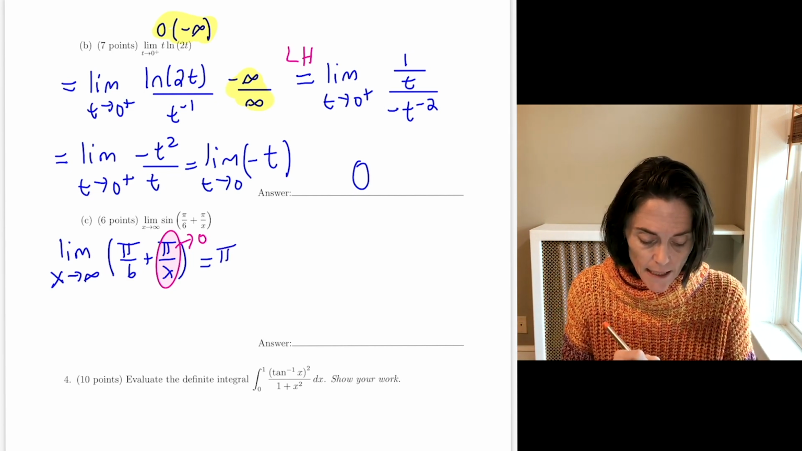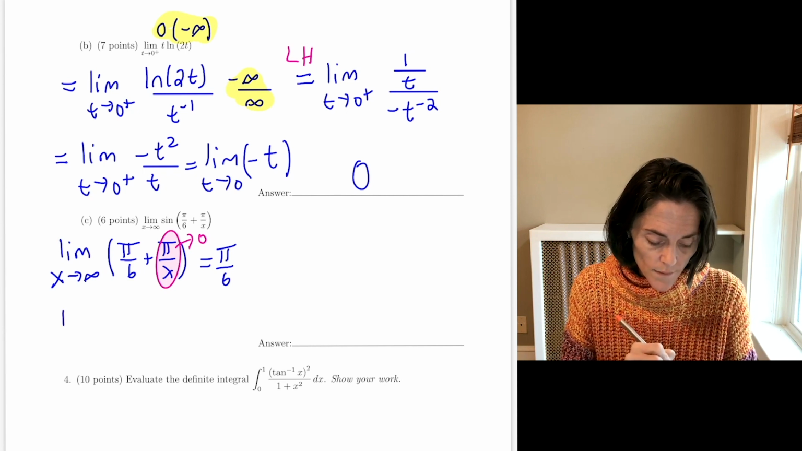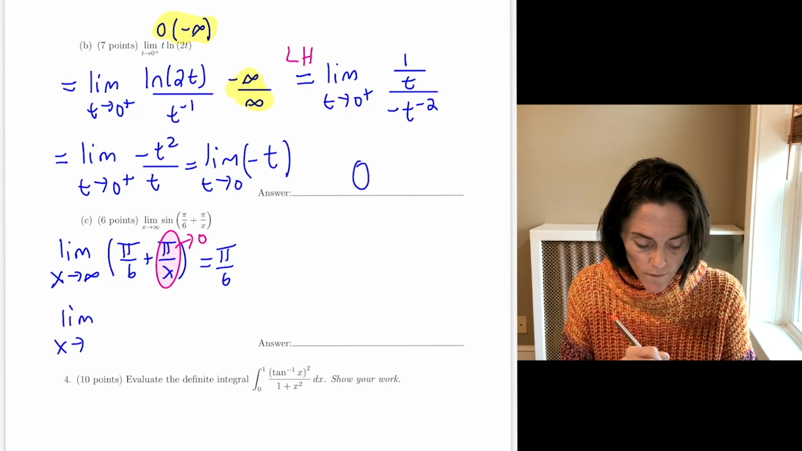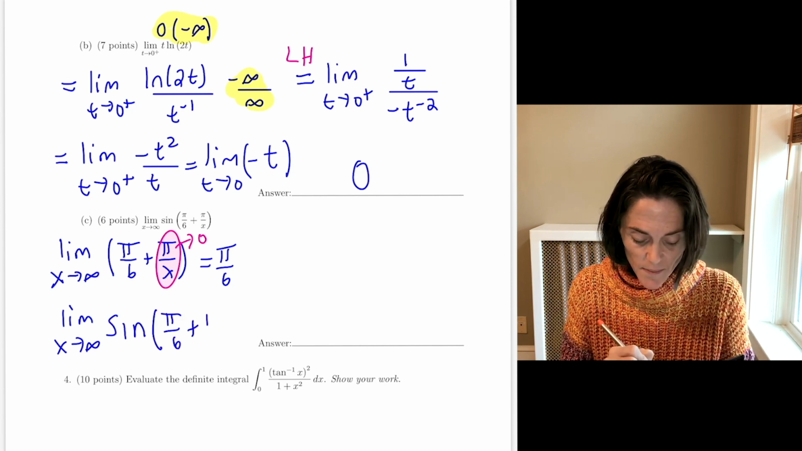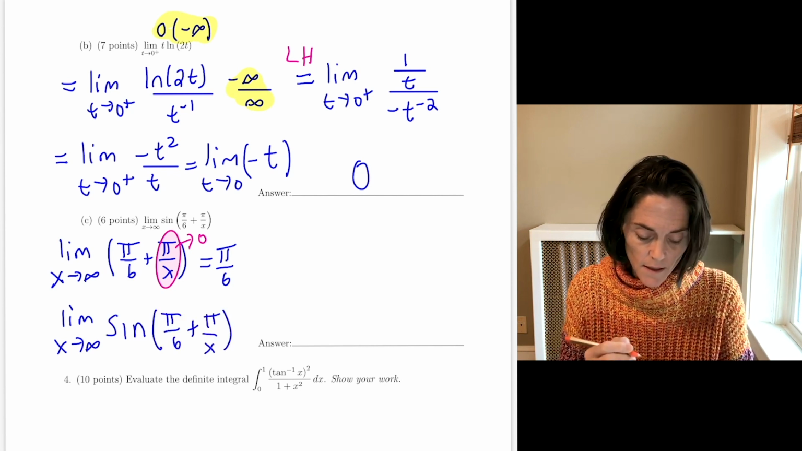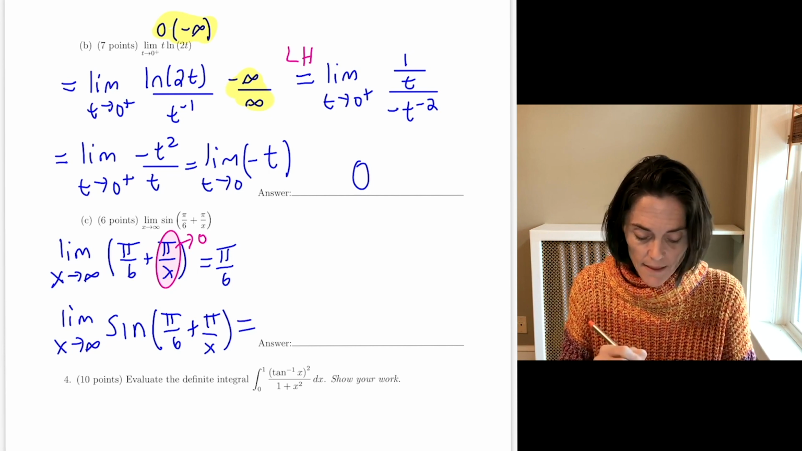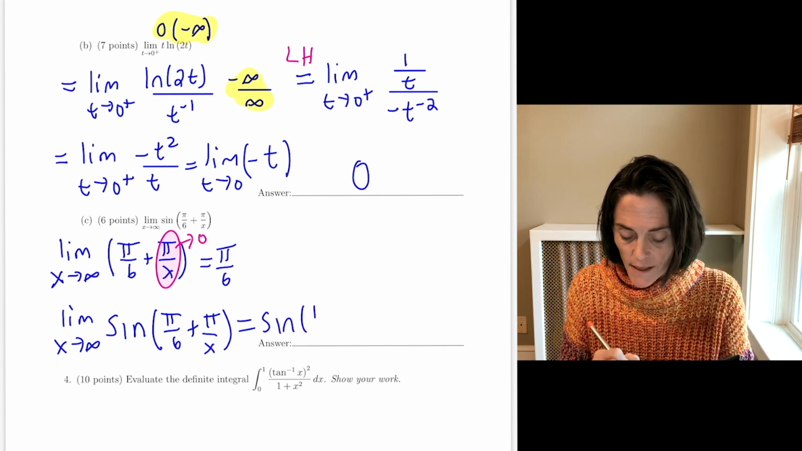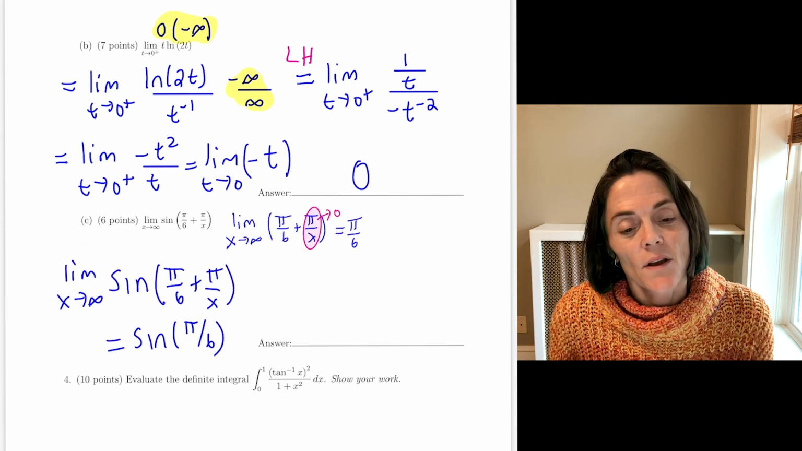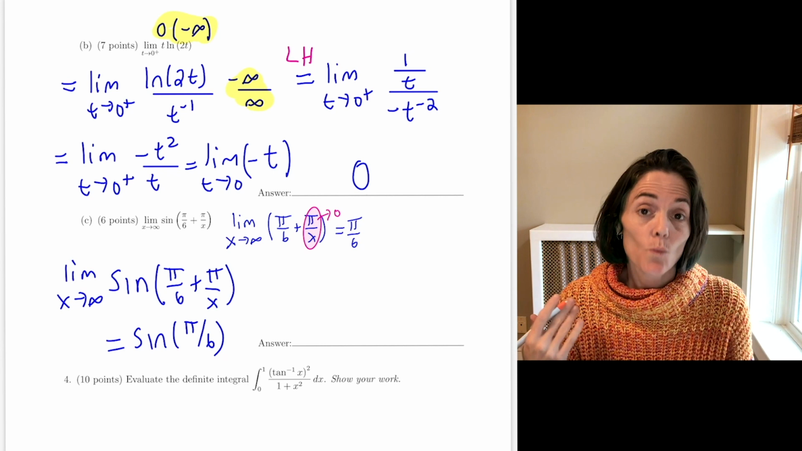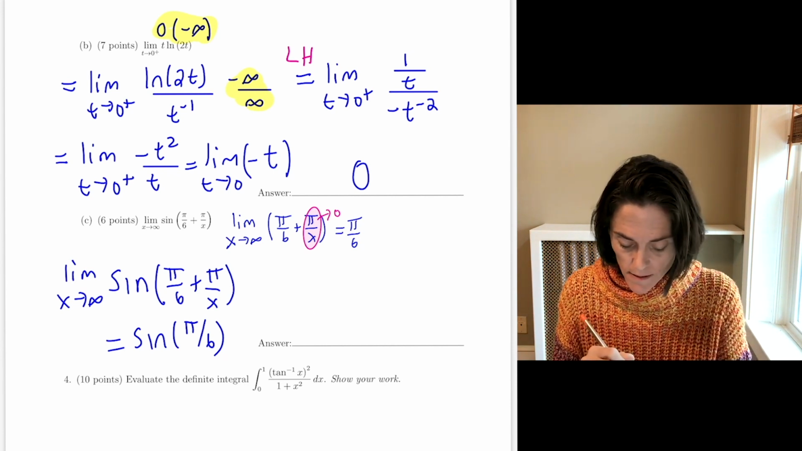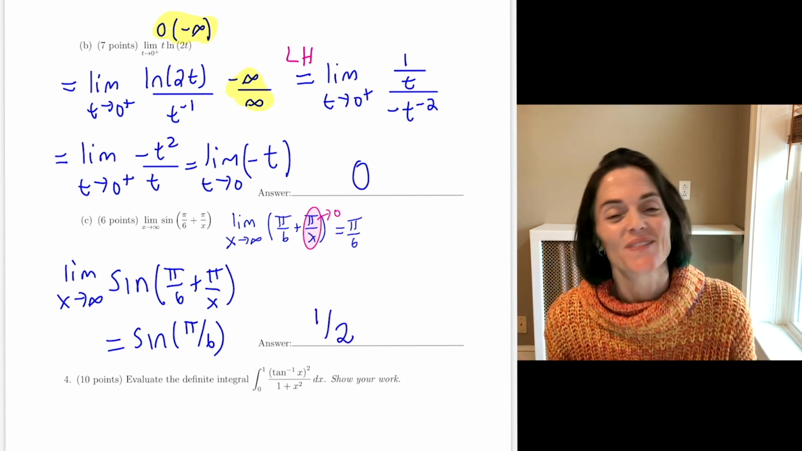The sine is continuous. And so the limit as x goes to infinity of sine of pi over 6 plus pi over x will be the sine of pi over 6. Now, we can evaluate the sine of pi over 6. Sine of pi over 6 is 1/2. So this is our answer, 1/2.